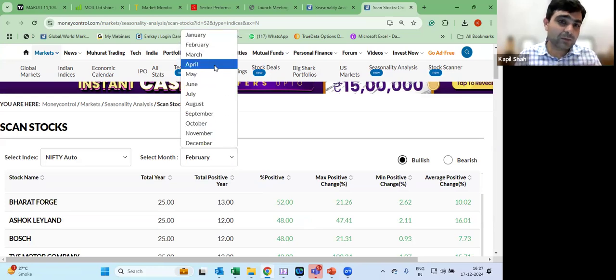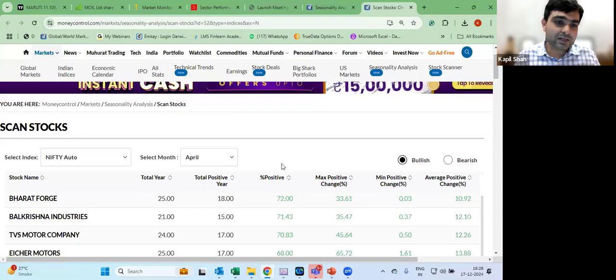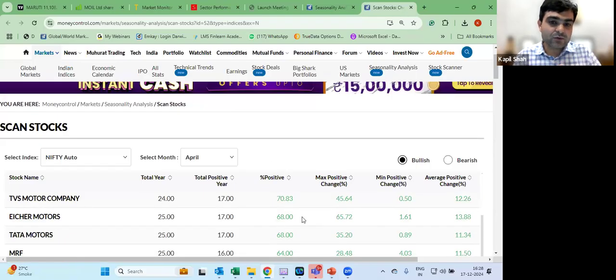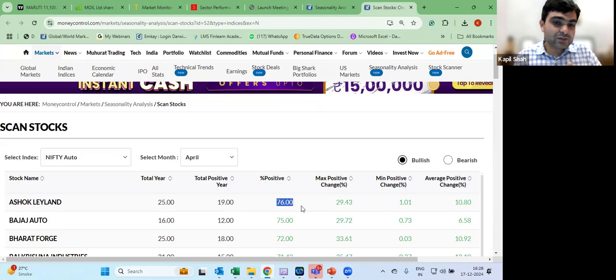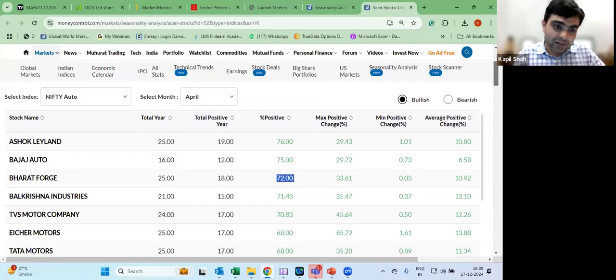Now let me jump to the April month, which is normally a good month for the auto sector. If I click on April, certainly you can see the numbers. 76% of the time Ashok Leyland did well. Bajaj Auto did well. 72% of the time in this particular month, Bharat Forge did well, and there is a good history as well, 25 years, 26 years of history. So I can understand that these three to four months are not that great for the auto sector.